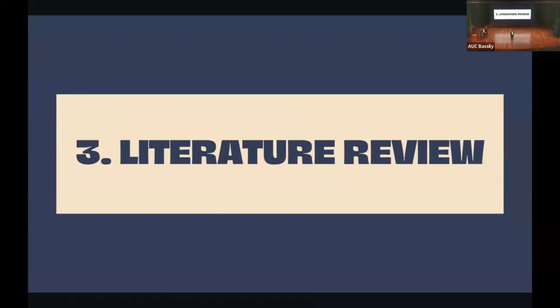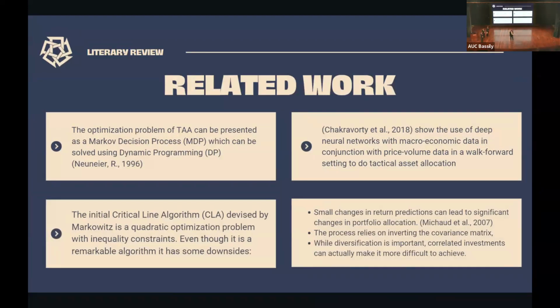So there are multiple approaches to solve a tactical asset allocation problem, and we'll talk about a few of them. The first of which is presenting the tactical asset allocation problem as a Markov decision process, which can be solved using dynamic programming. The second approach is using deep neural networks with macroeconomic data in conjunction with price value data in a forward step setting to solve the tactical asset allocation problem.